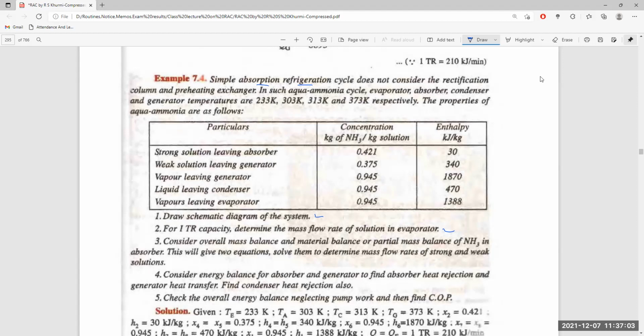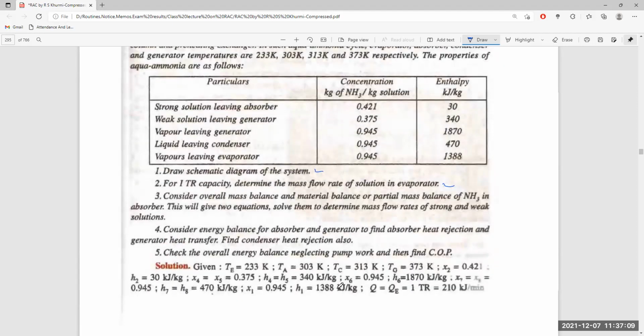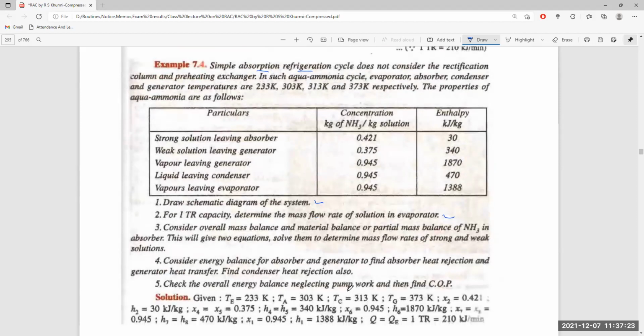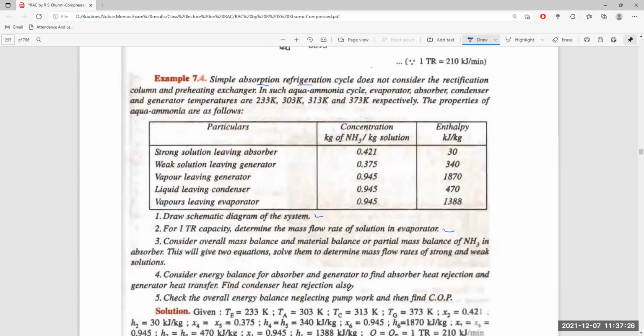So what we are supposed to do here, first of all: TE is the temperature of the evaporator, TA the temperature of the absorber, TC the condenser, and TG the generator. These are the temperatures given here, 233, 303, 313, and 373.